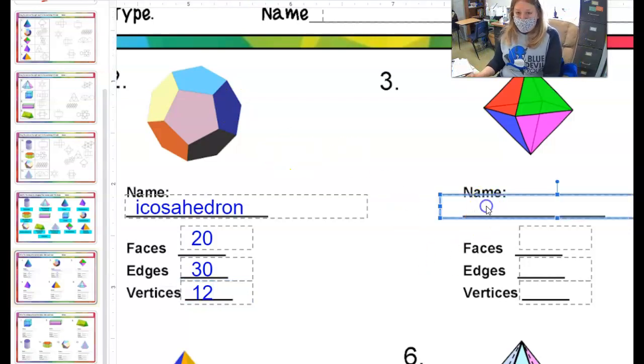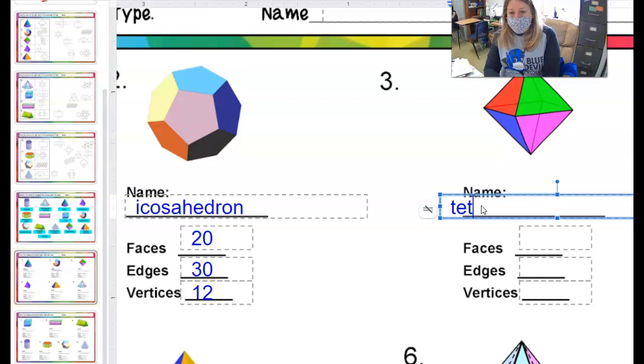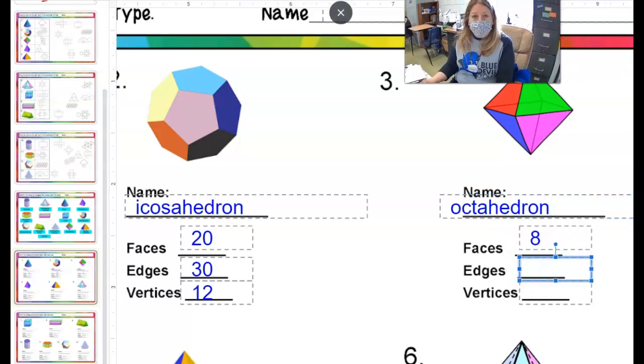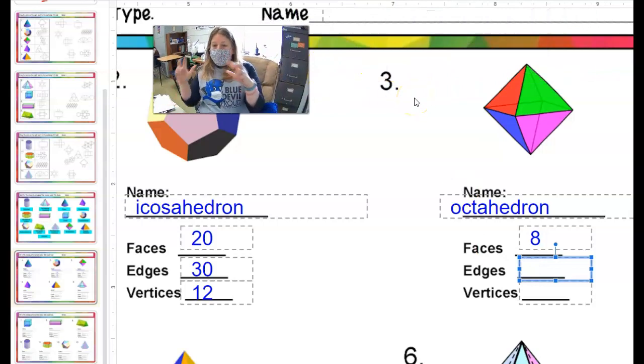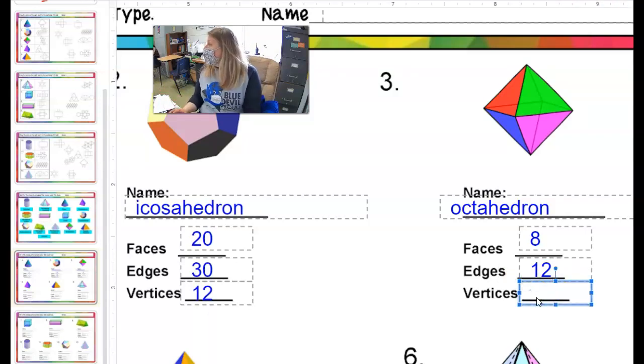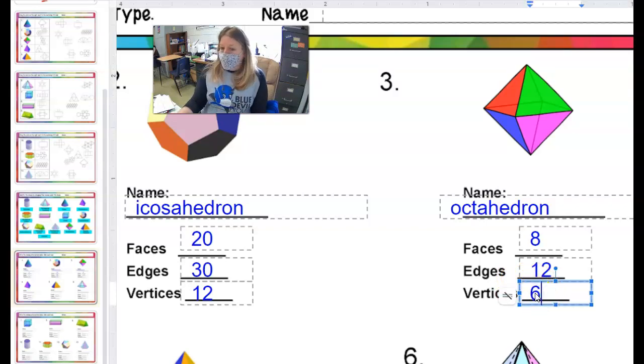Alright. 3. This one we can do reasonably. This is a tetrahedron. No, not a tetrahedron. There's 8 shapes. An octahedron. 8 faces. You can count the edges here because it's actually feasible. There's 4 on the top, there's 4 on the bottom, and there's 4 around the sides. 12. The number of vertices, there's the top corner, the bottom corner, and then there's 4 corners around the middle. So there are 6 vertices in an octahedron.